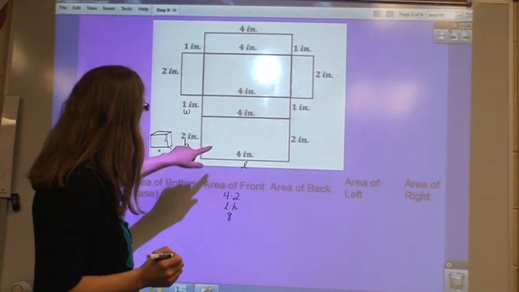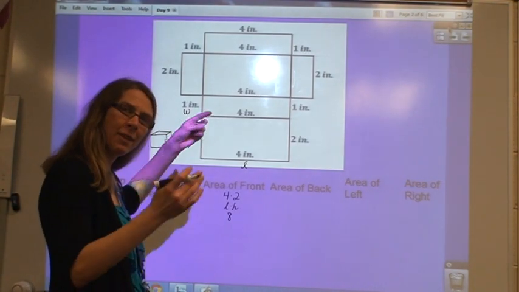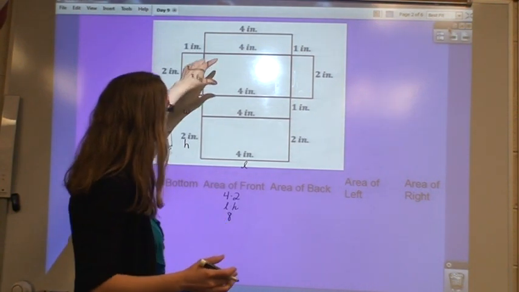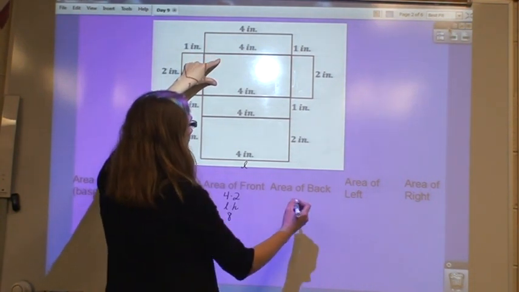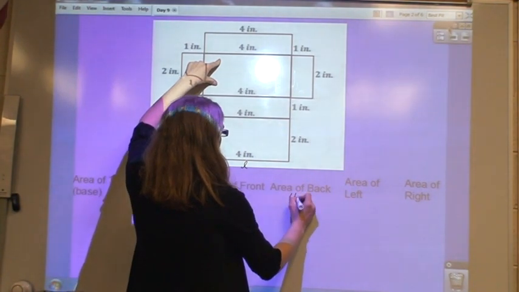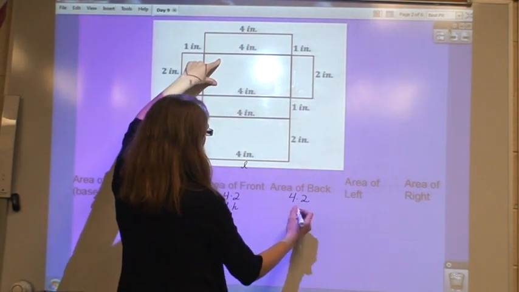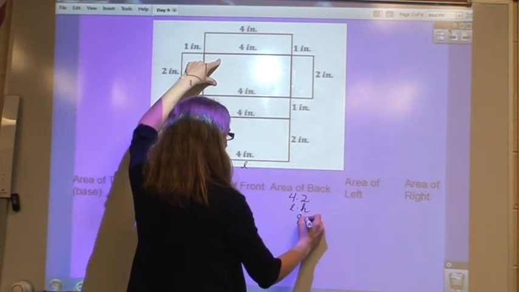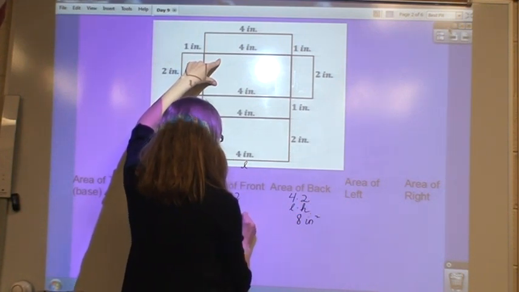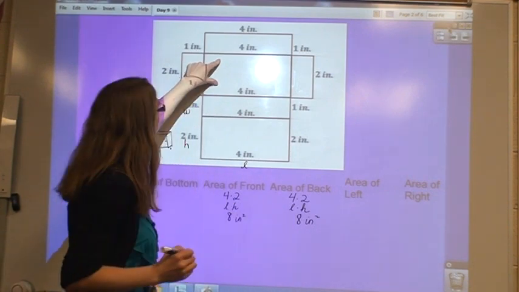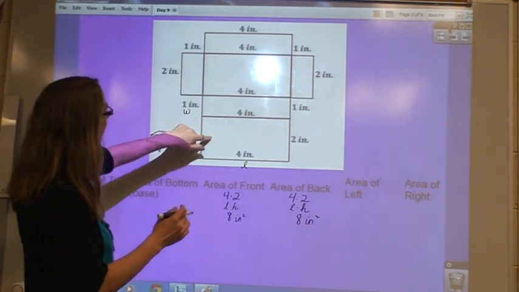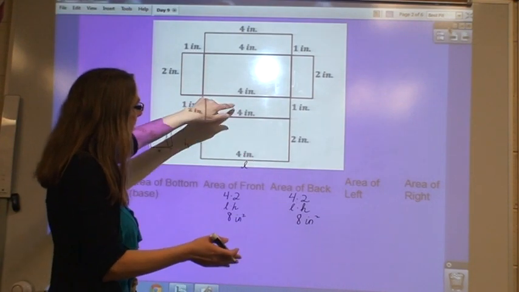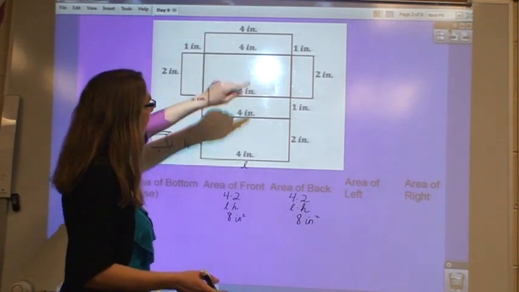Now for the back then, if I call this the front, remember that the opposite sides are the same. So if this is my front, then this is going to have to be my back. So it's going to be the same thing. It's going to be 4 times 2, and that's the length times the height, and it will equal 8. I suppose I need to put my inches squared on here. Now if this is the front and this is the back, I folded it up this way, then this is going to be the bottom, and that's going to be the top.